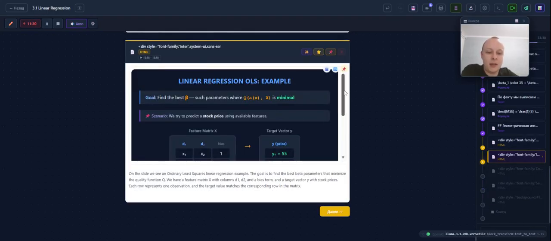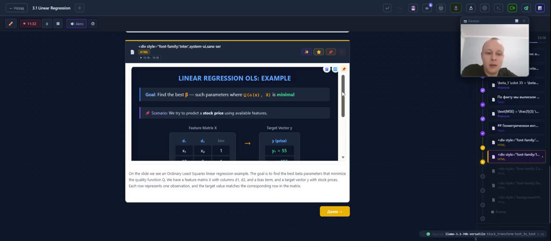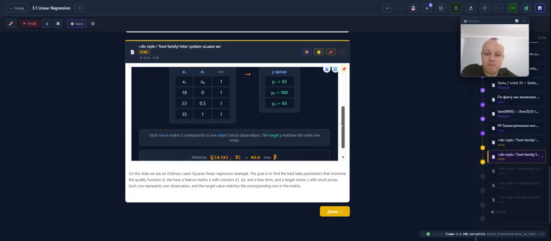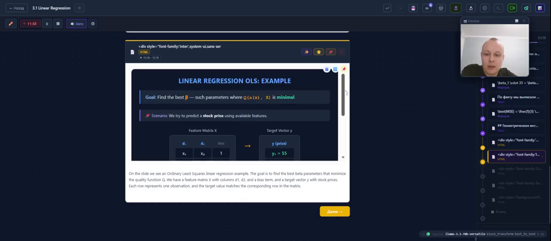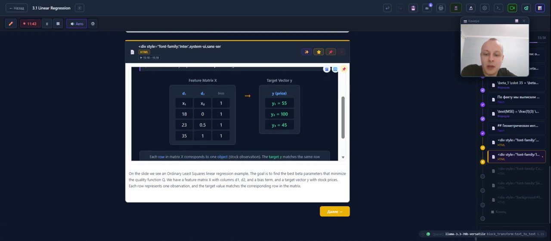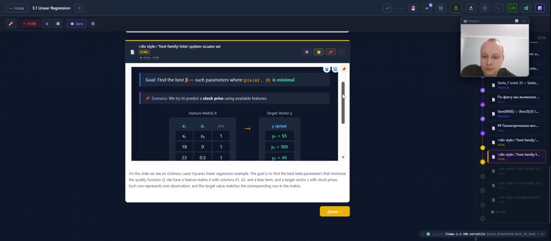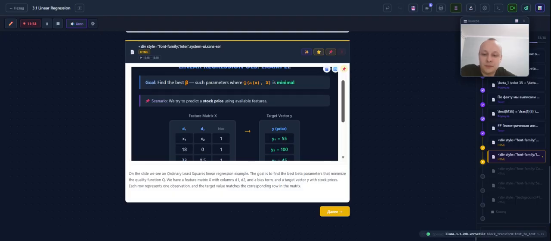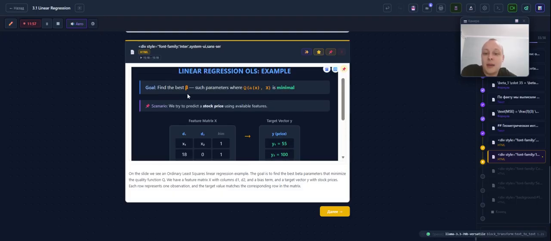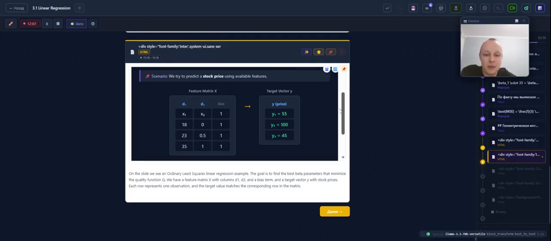So basically, how we can find it. Again, we would look at an example with a sample data set where we have two features and bias and our target vector y. We're trying to predict stock price using available features by minimizing our quality functional value. Find the best beta coefficients.